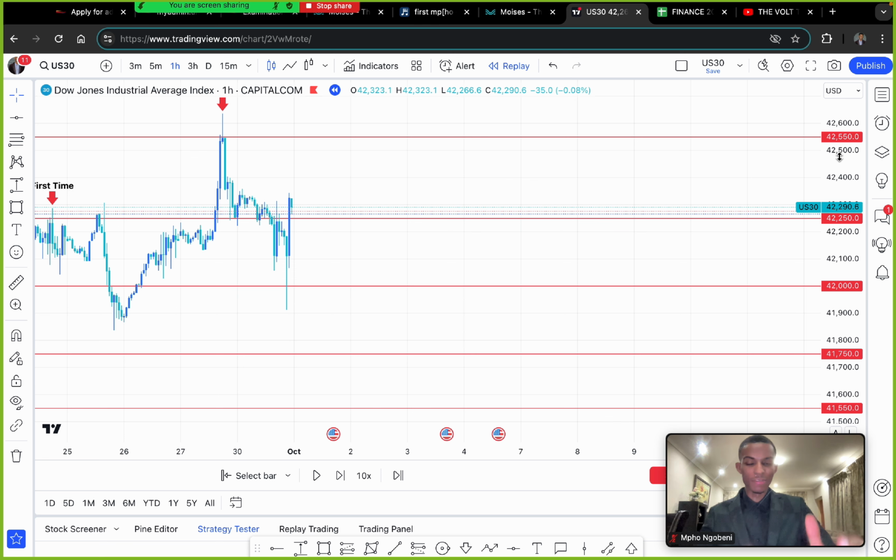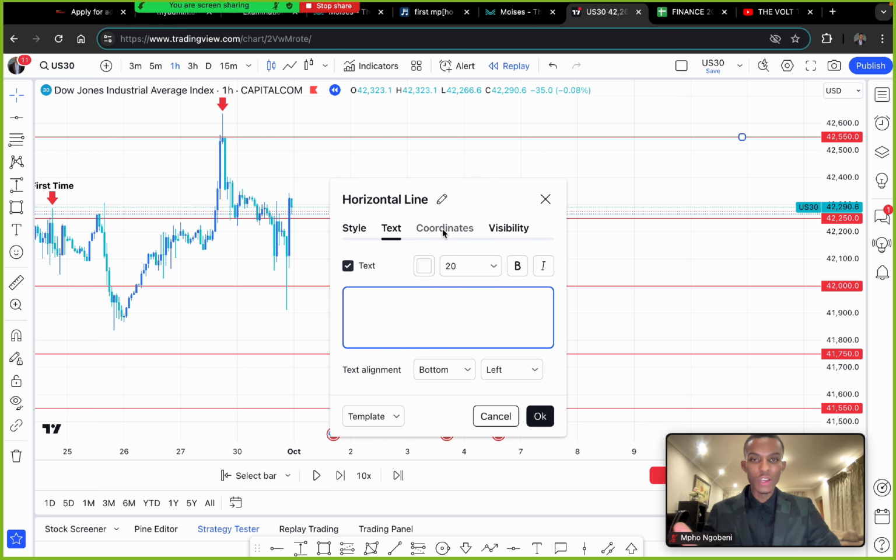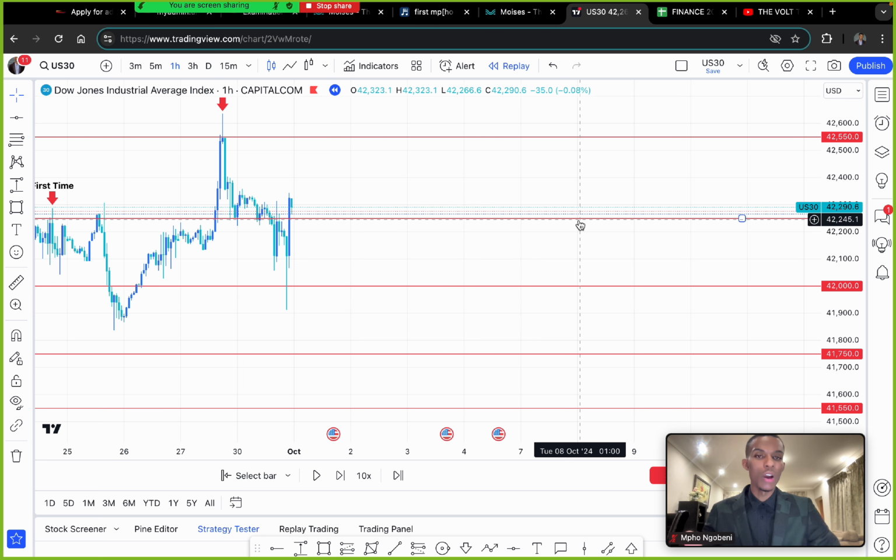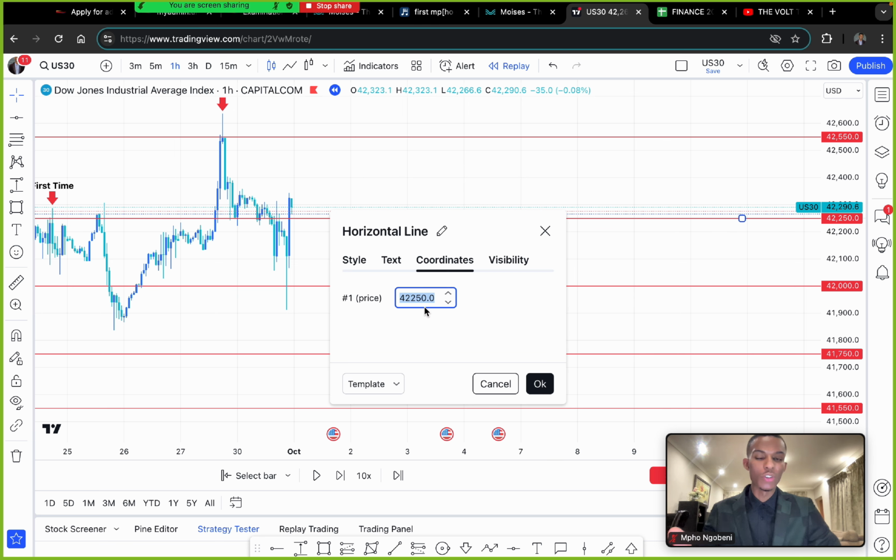See, all the key levels are there. So that's what I mean when I say key level. You just insert it, you double click it, and then you go to coordinates, and you write that number, 42550. That's how I did it with all of them. Make sure that it's accurate, that it's perfectly there.